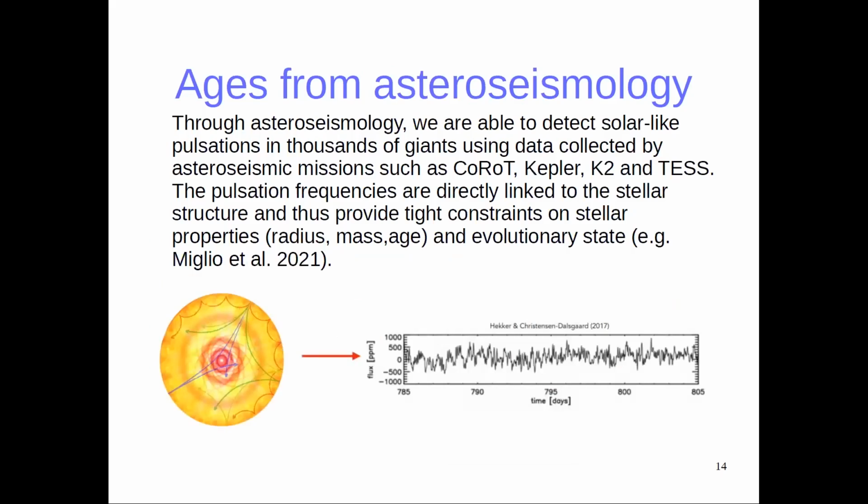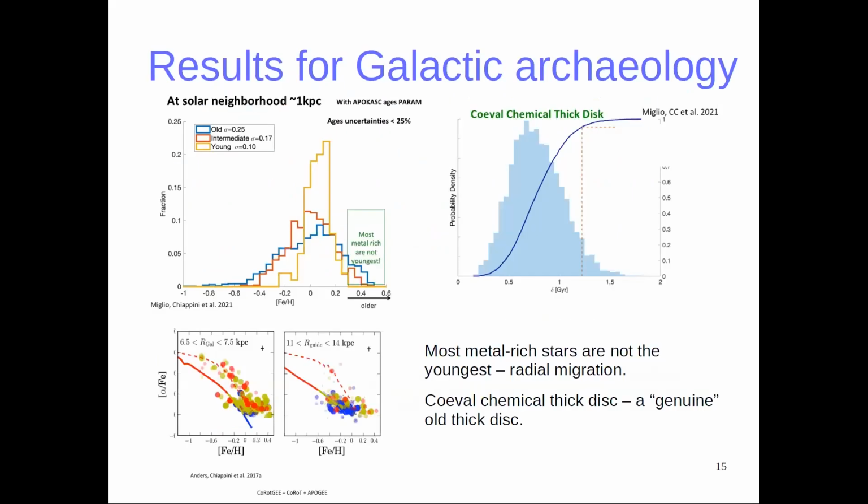What is asteroseismology? Well, through asteroseismology, we are able to detect solar-like pulsations in thousands of giants, using data collected by asteroseismic missions such as CoRoT, Kepler, K2, and TESS. The pulsation frequencies are then directly linked to the stellar structure and provide tight constraints on stellar properties and evolutionary state. In particular, we can get very precise ages that can be used for galactic archaeology results.